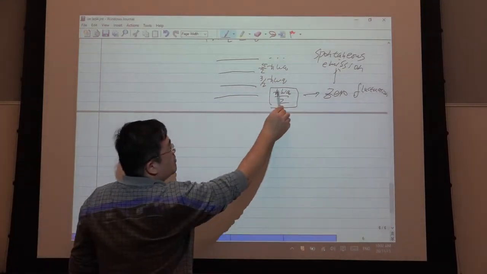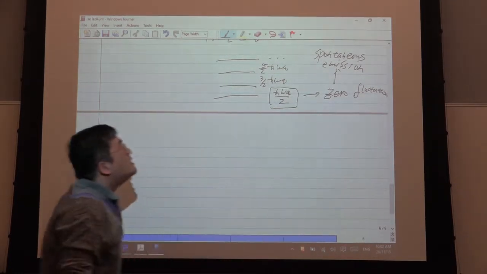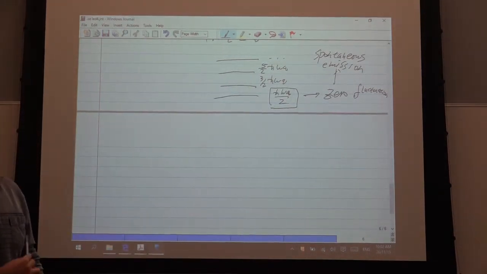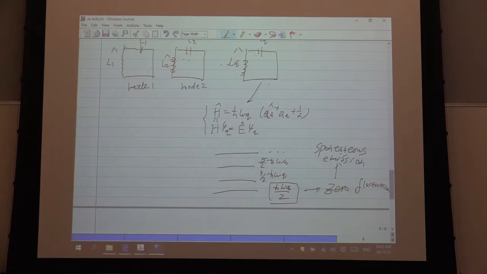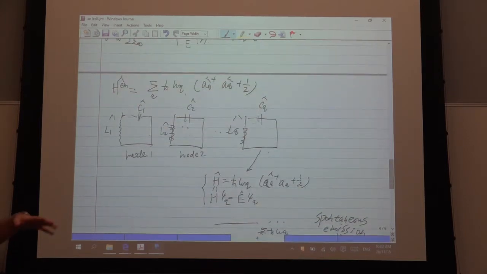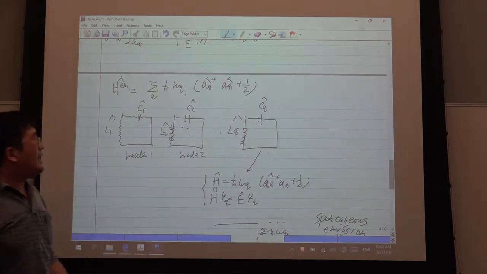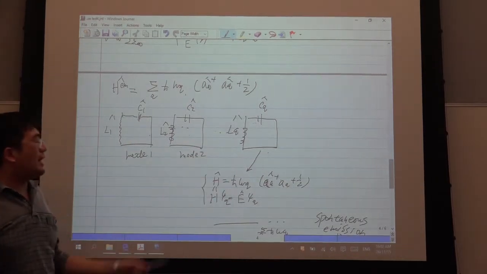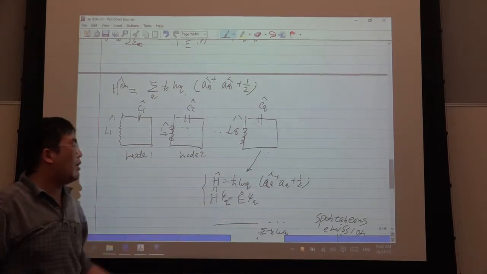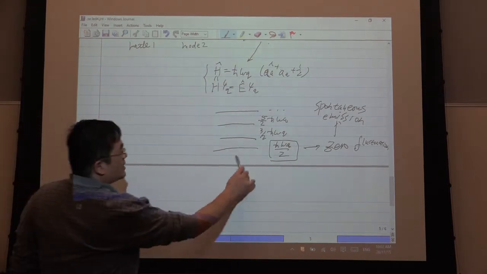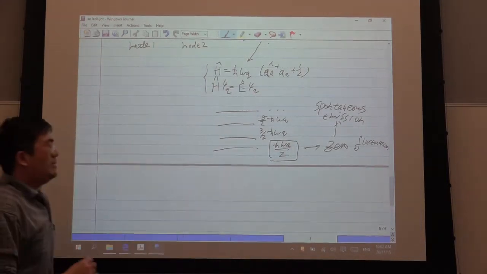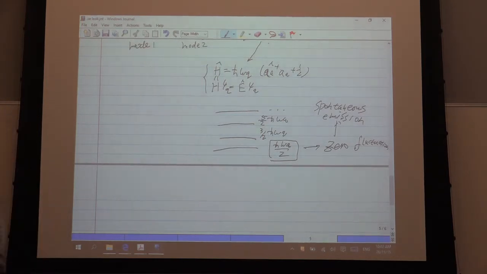The ground level is h bar omega over 2, which we call zero-point fluctuation. This is the physical origin of spontaneous emission. So the idea is here: the total EM energy can be represented as the superposition of the energy of each eigenmode. For each eigenmode I use the quantum harmonic oscillator version and I can get the eigenstates. The ground state is just called zero-point fluctuation. This is the physical origin of spontaneous emission. I finished all the parts.